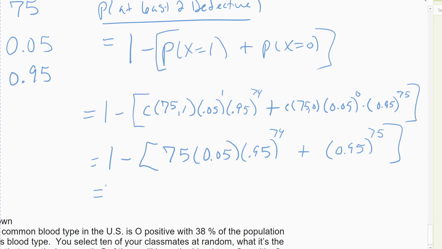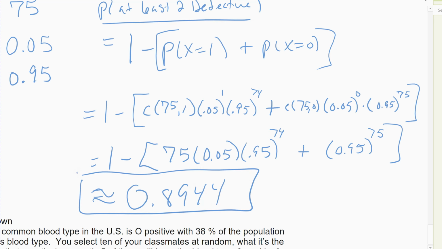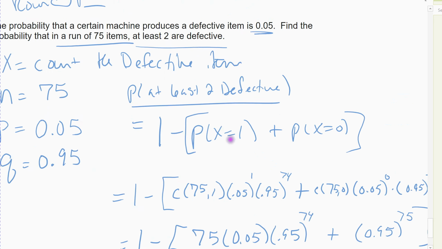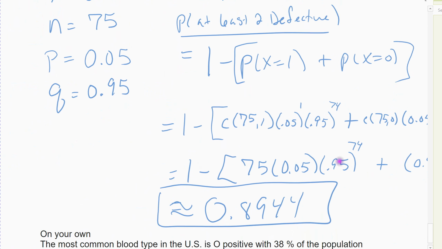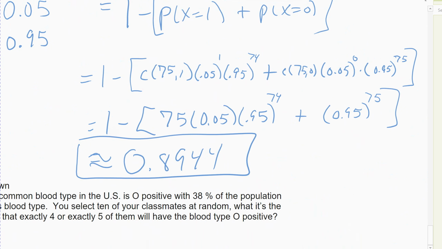So again, I type it all out in one shot. If you do them 2 at a time, just make sure you give yourself like 5 or 6 decimal places so you don't round significantly. I type it in all at once so that I don't have to worry about rounding until the very end of the problem. And it comes out 0.8944. Alright, and so that's the at least case. So make sure you understand that. Like I said, this is actually one I took straight off of a final. They like these at least 2 on the final exam.